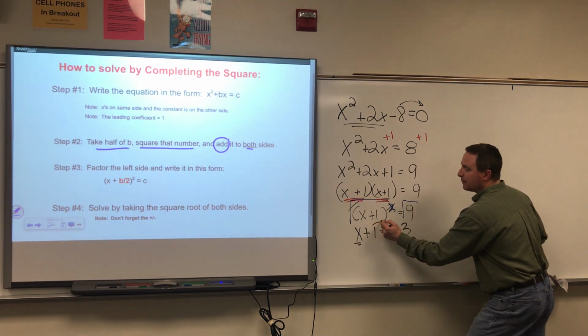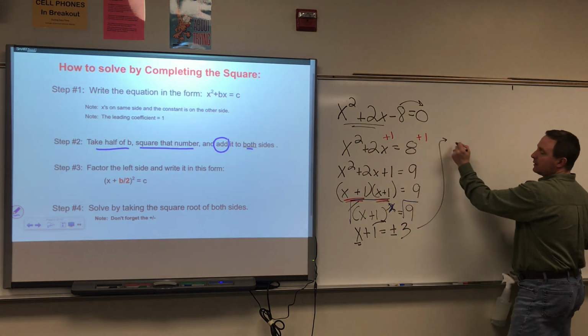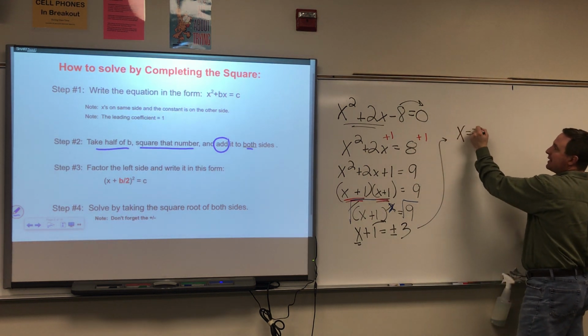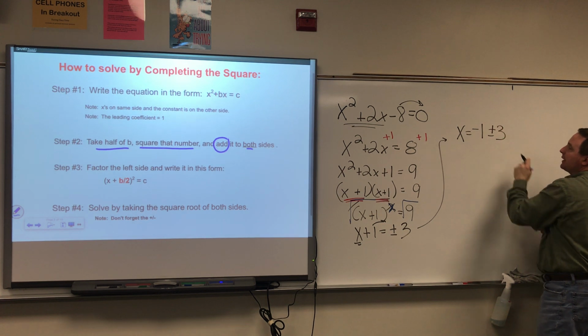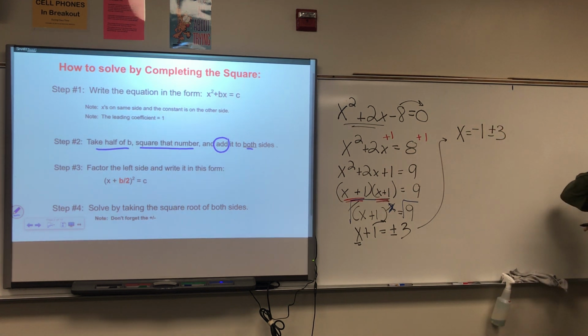Now to solve for x, I'm going to move the 1 over. Okay, I'm going to come up here so I have a little more room. x equals negative 1 plus or minus 3. And notice there are 2 answers there.